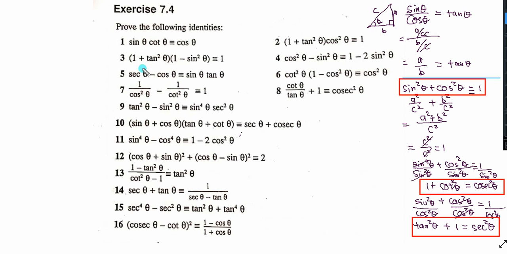a more simple one, like this one. We want to prove, okay, so let's say question 3. Question 3, the left-hand side. Let's look at the left-hand side. So it is 1 plus tangent square theta times 1 minus sine square theta. Okay, now we're going to proceed and prove this as we simplify, so we end up with 1.